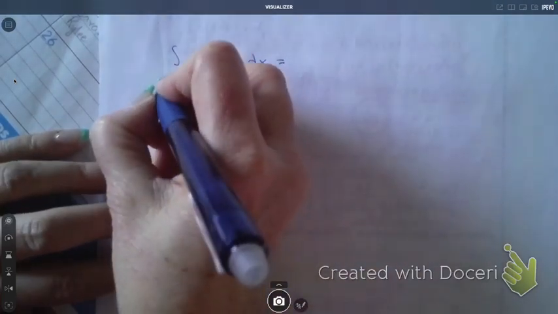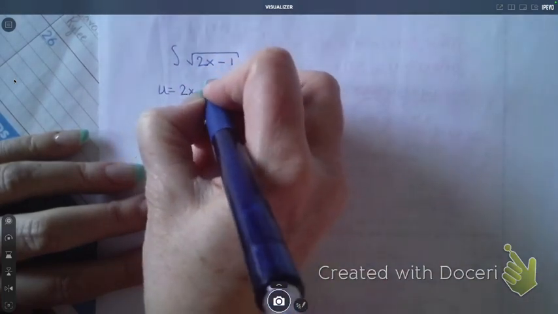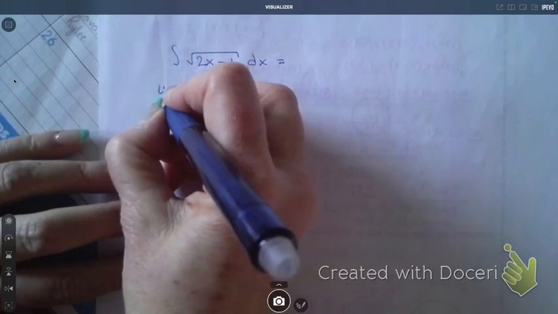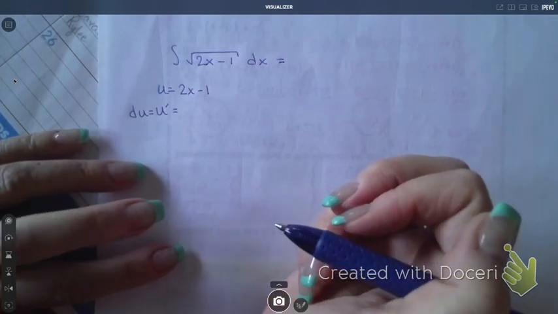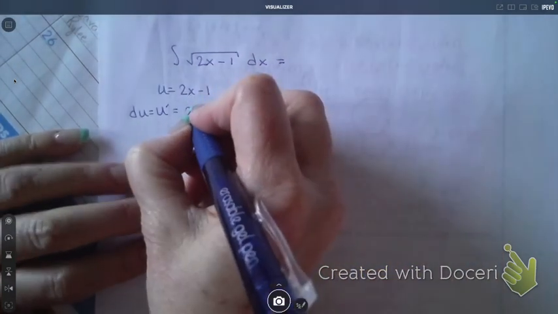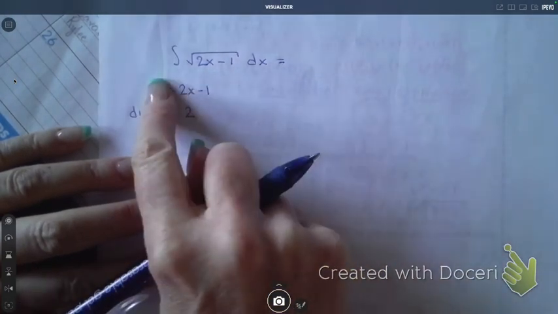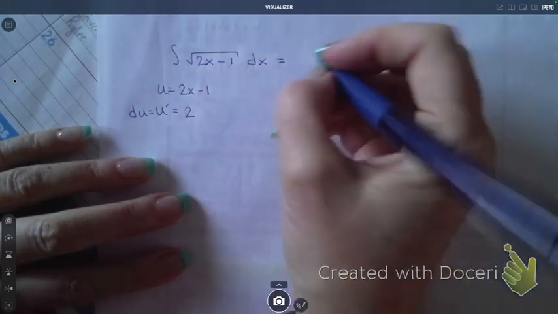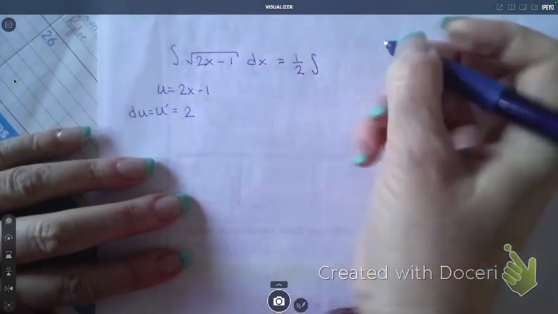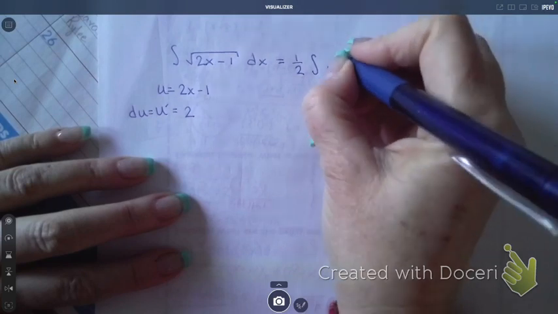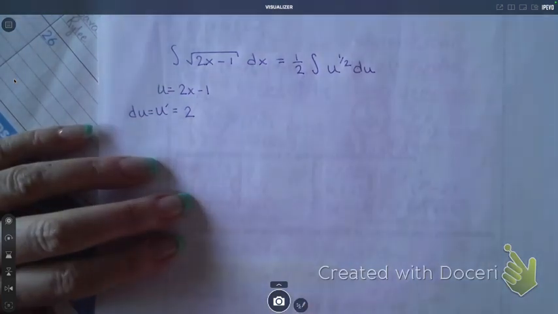So what is u? 2x minus 1. And u prime, which is the same as du, would be 2. Okay. So we're missing a 2 because I don't see any 2 out here, do you? No. So what was it multiplied by? 1/2. So I have 1/2 integral of u to the 1/2 du. And that's what you were saying, Ainsley, correct? Okay.